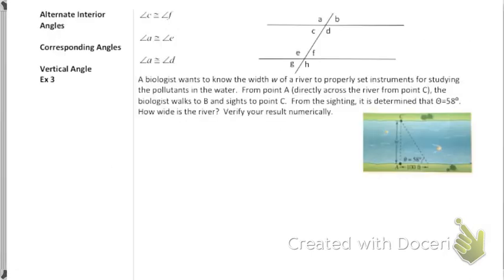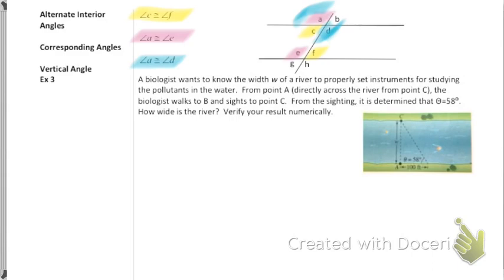Alternate interior angles. So over here, it says angle C is congruent to angle F. Angle A is congruent to angle E. And angle A is congruent to angle D.